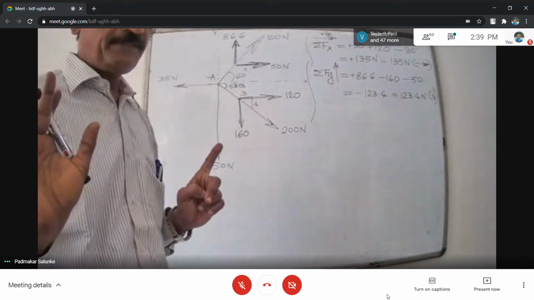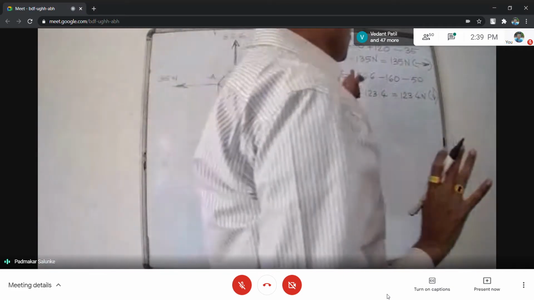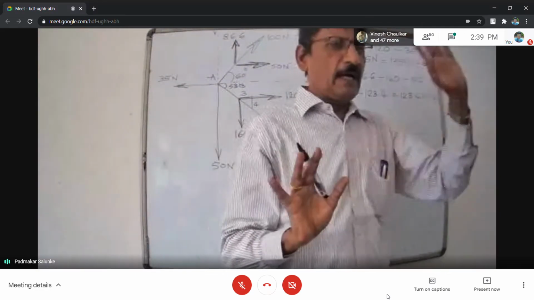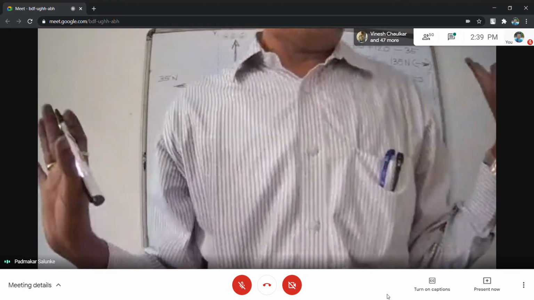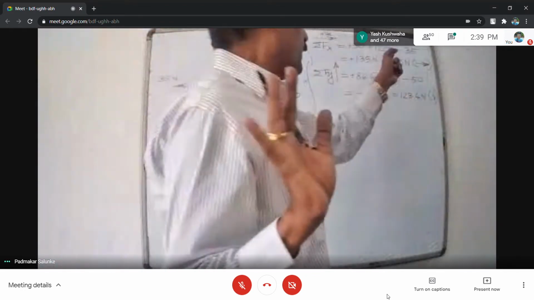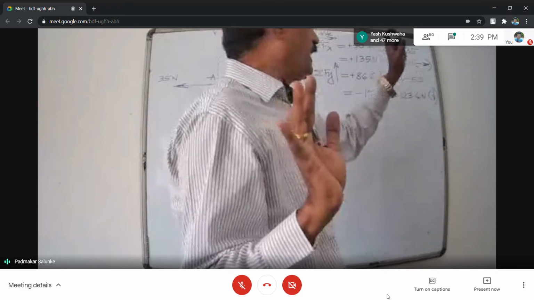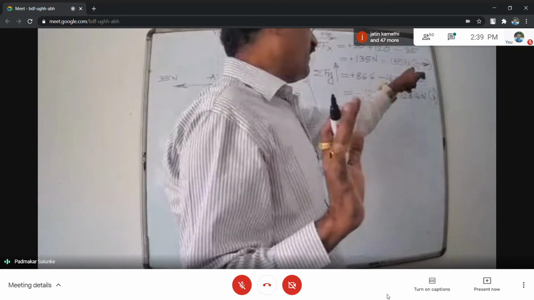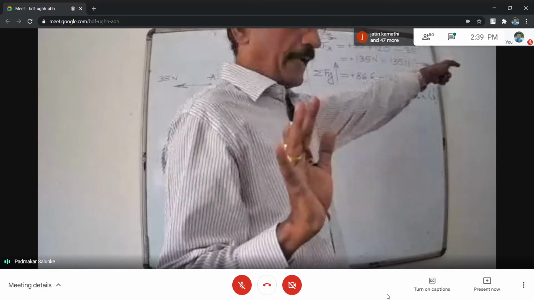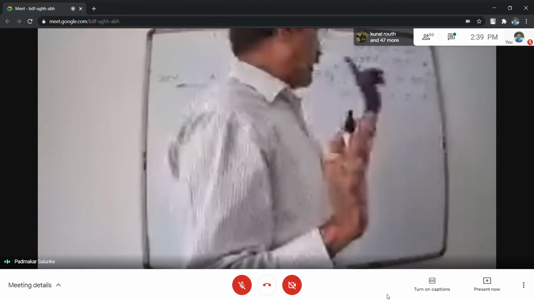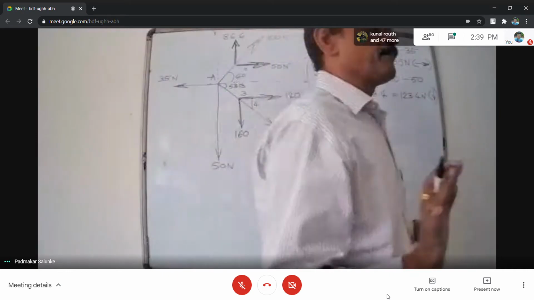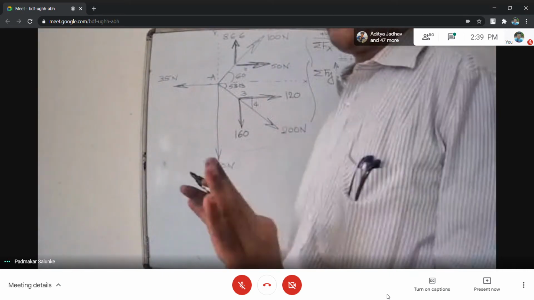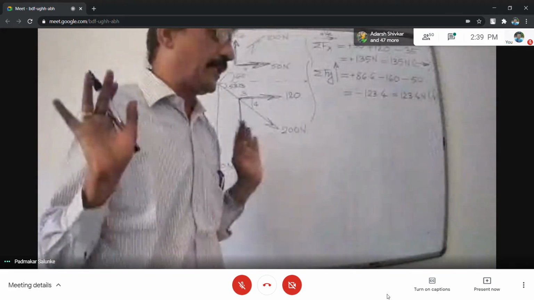Please remember, whenever you write plus or minus, nothing is needed in brackets like left, right, upward, downward. But when everything is positive, the final answer must be with the perfect direction. So for 135, the answer is plus, right. For 123.4, the answer is minus, so downward. In that way, you have calculated the x and y components of the resultant.